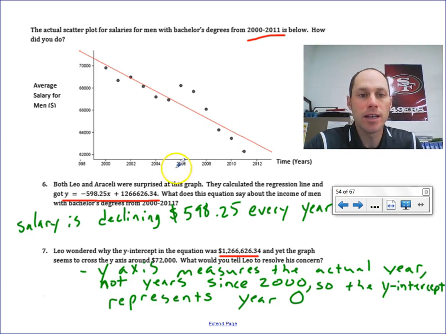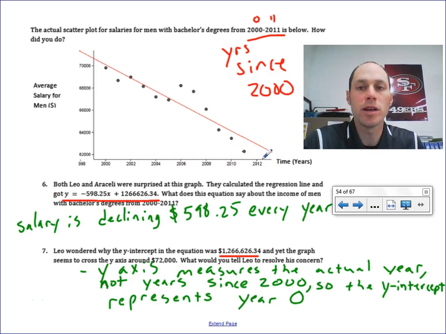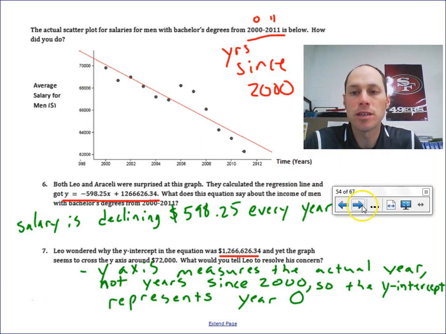A way we could remedy that is we could use 0 for 2000 and 11 for 2011 and call it years since 2000. And if we call it years since 2000, those years represent 2000 would be year 0, 1, 2, 3, 4, 5, 6, 7, 8, 9, 10, 11, and 12. So typically when we do years, we do it that way, but it's easier to represent on our graphs and makes more sense.